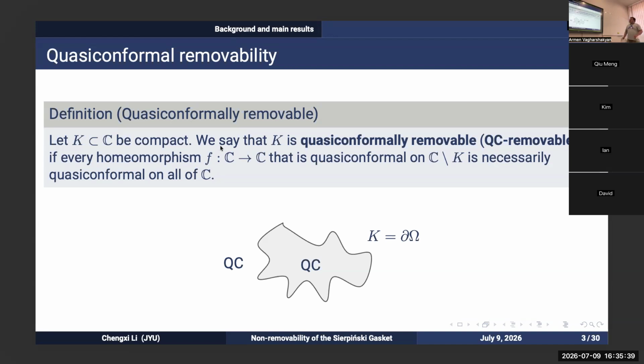In this picture, we can see that K is the boundary of Omega. Omega is this domain, and the map is quasi-conformal elsewhere. If every homeomorphism that is quasi-conformal on C minus K is actually quasi-conformal on all of C, then we see that K is quasi-conformally removable. That is the basic definition.